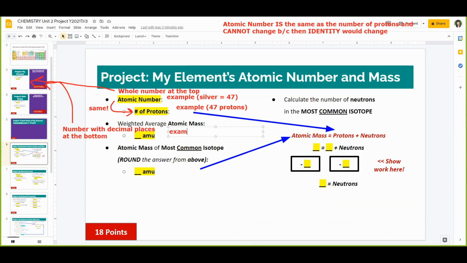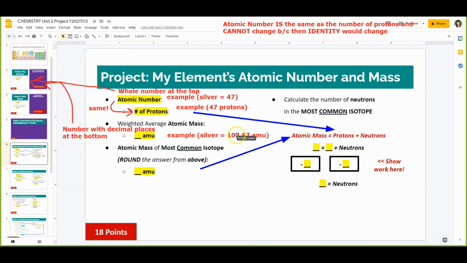So my example here is that silver would be 107.87 AMUs, and the units are already there for you, so just make sure you keep your units there. Everything should have units. AMU stands for atomic mass unit. That's the unit for mass of an atom. Remember that we talked about in class that the most common isotope is generally the one that is closest to this number.